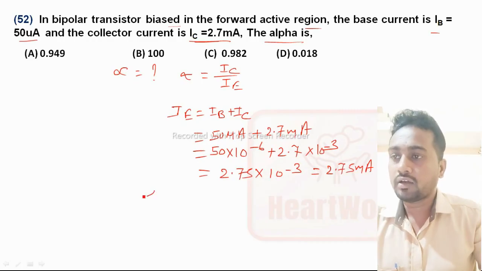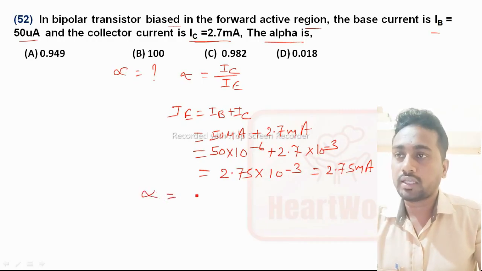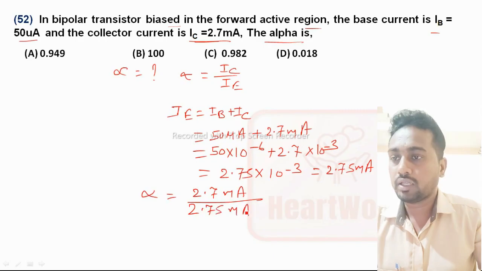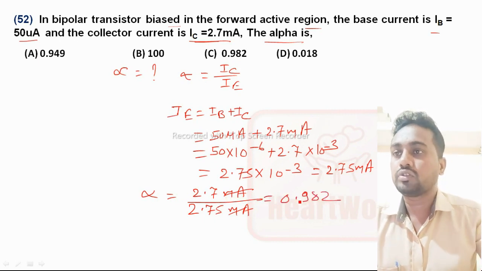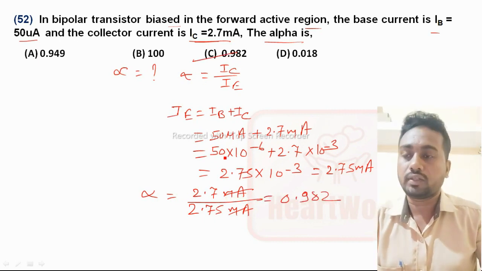Now we will put it in alpha. Alpha equals Ic by Ie. Ic is 2.7 milliampere and Ie is 2.75 milliampere. The milliampere cancels, so it will come 0.982, and this is the alpha value, 0.982, option C.